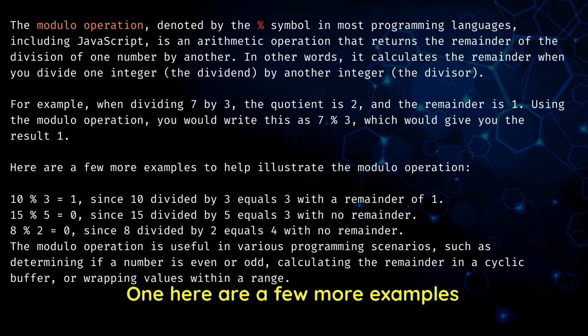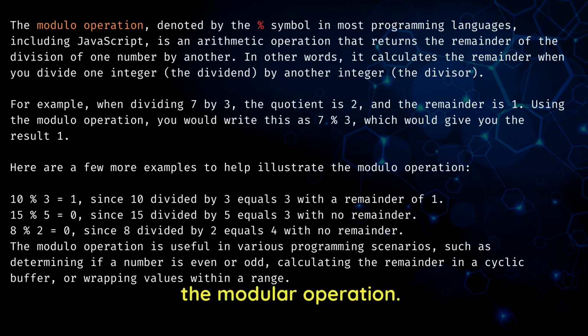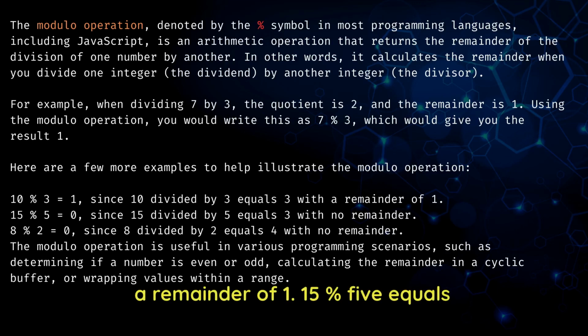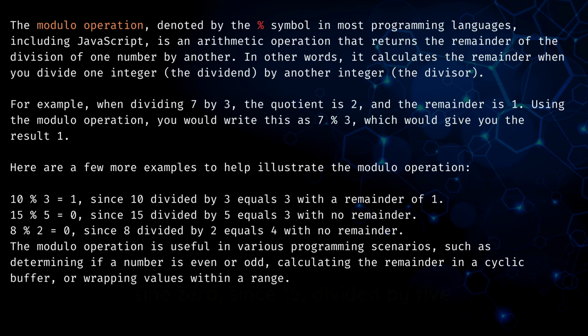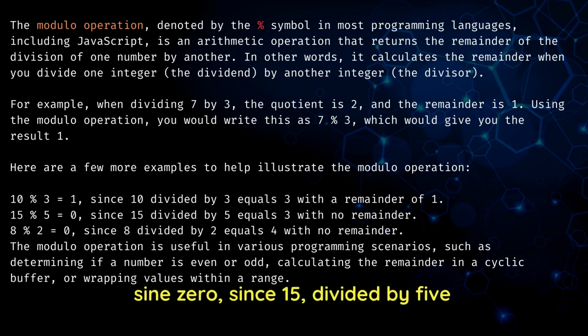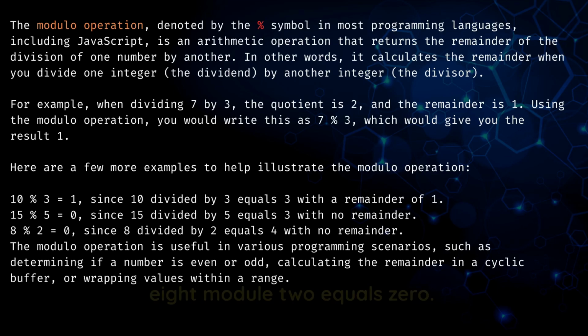Here are a few more examples to help illustrate the modulo operation. 10 modulo 3 equals 1, since 10 divided by 3 equals 3 with a remainder of 1. 15 modulo 5 equals 0, since 15 divided by 5 equals 3 with no remainder. 8 modulo 2 equals 0, since 8 divided by 2 equals 4 with no remainder.